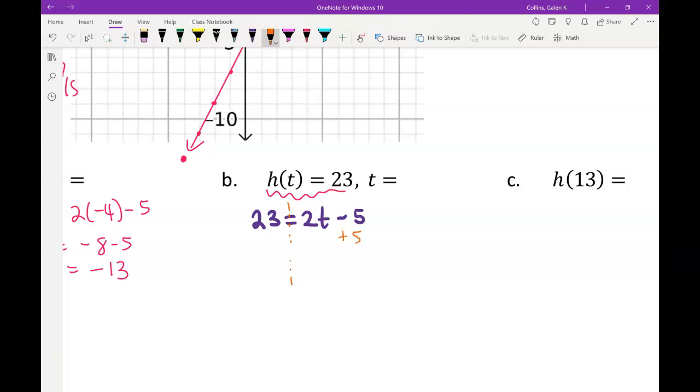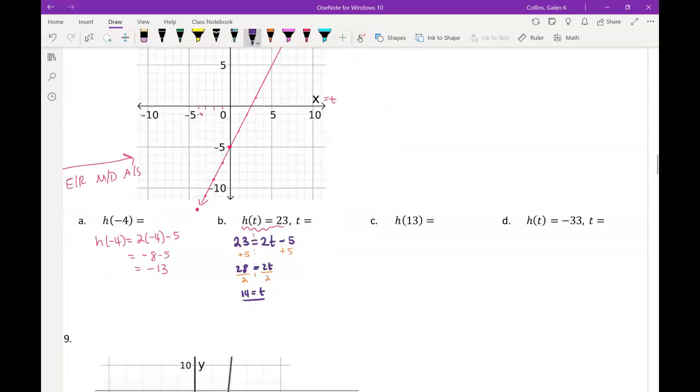So I want to add 5 to both sides of my equation. 23 plus 5 is 28. And then to isolate t, I need to get rid of the multiplication by 2. And again, I always do that using my inverse operation, which is division. So 28 divided by 2 is 14. t equals 14. That's the value that when I plug that into h of t, I get 23.